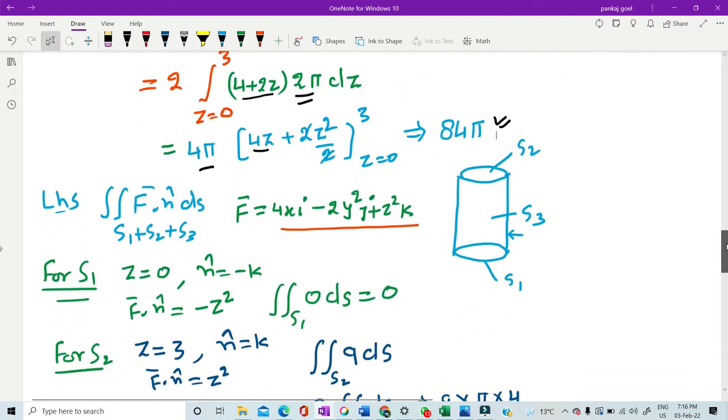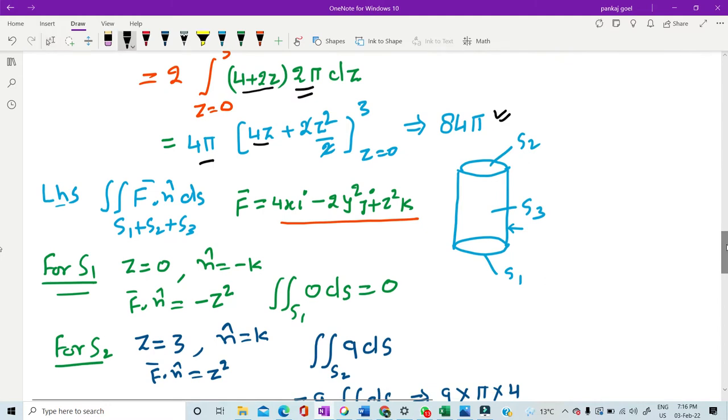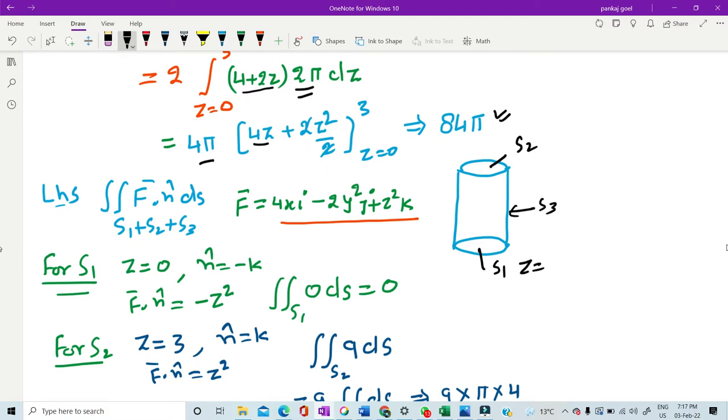Now I want to prove the left hand side. In the left hand side, the integration is the double integral of F dot n cap dS. There are three surfaces in the cylinder. The first surface is this one, S1, let us suppose. This surface is S2, and the cylinder surface, this surface, is S3. For this S1, z equal to 0. For this S2, z equal to 3. Take for S1, z equal to 0.